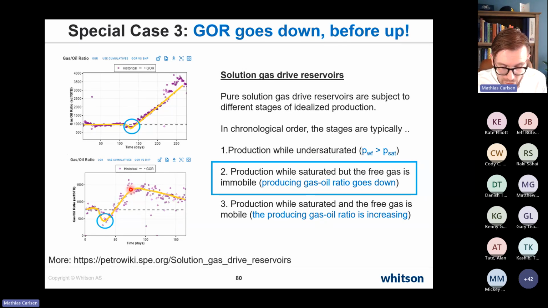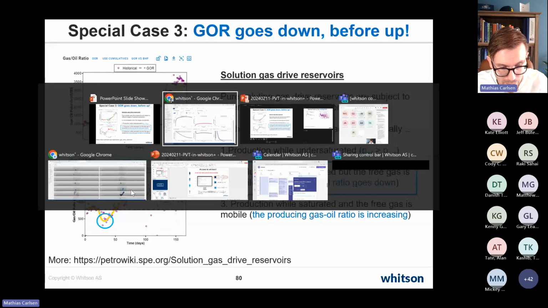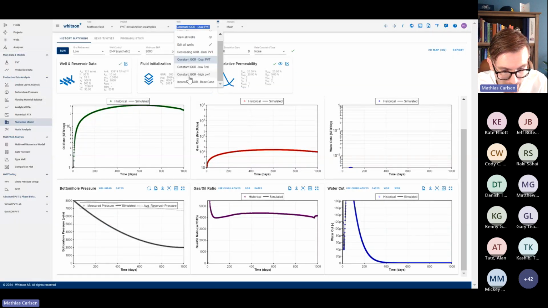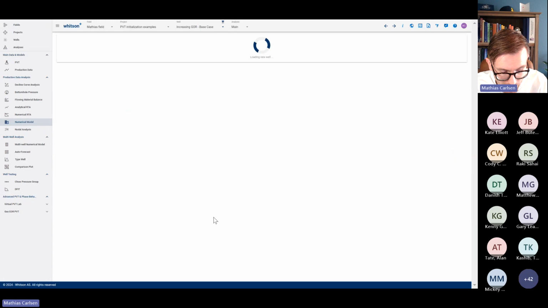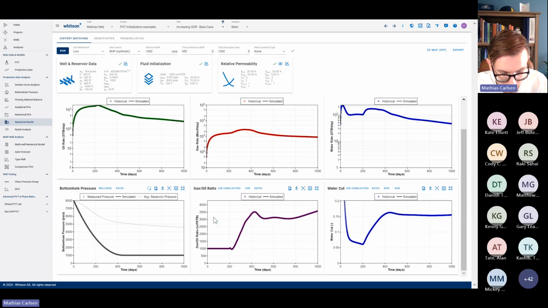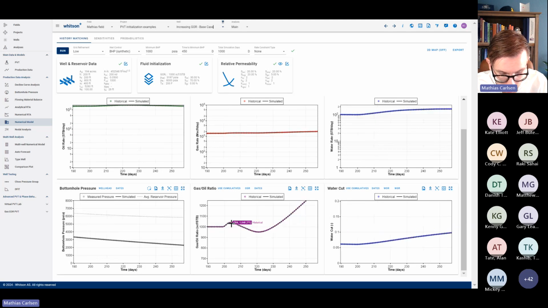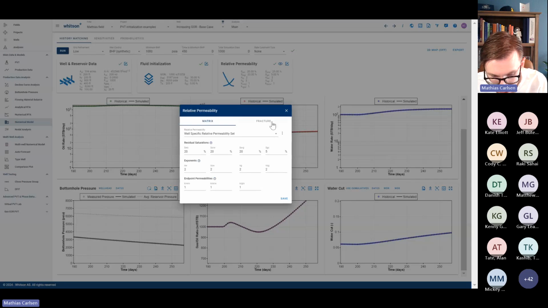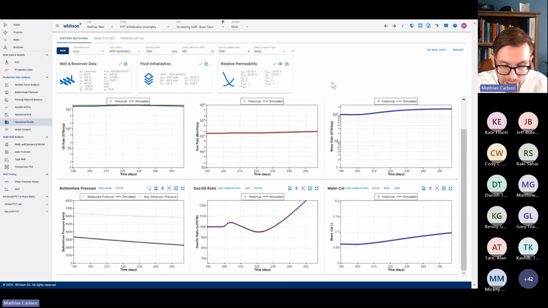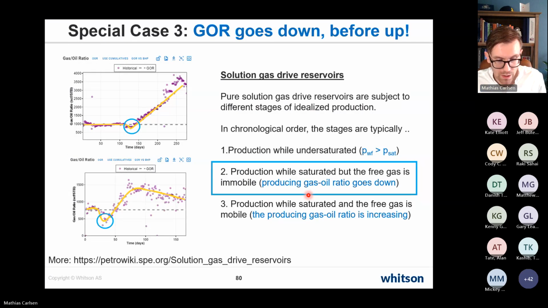If you see this kink, it's very easy to model in the software, and I think even my base case had a little kink there. Maybe you guys saw that. This is kind of Muskat 101. GOR goes down before it goes up, and that's because I had 5% critical gas saturation. So before we actually reached that critical gas saturation, it will start to decrease before it increases.